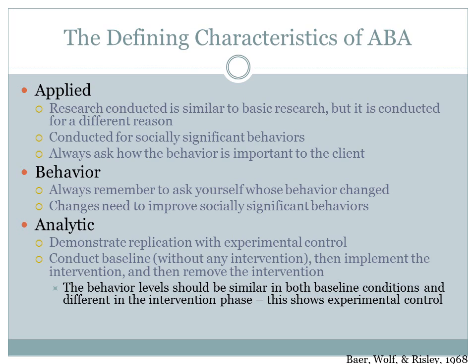Analytic. This aspect demonstrates replication with experimental control. So how we demonstrate experimental control: we start off with baseline, taking data on the behavior without any intervention in place, implement an intervention, take data on that, and then remove the intervention and take data again. When we remove the intervention, it goes back to baseline. So we should be able to see the same levels of behavior in both baselines. If we do, it shows a functional relation, and we have experimental control by doing the replication.